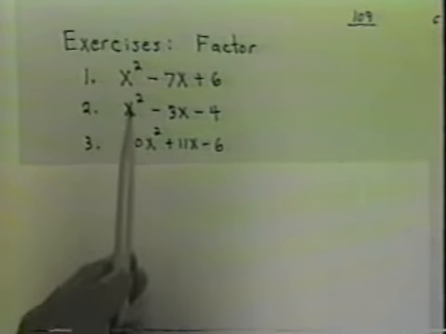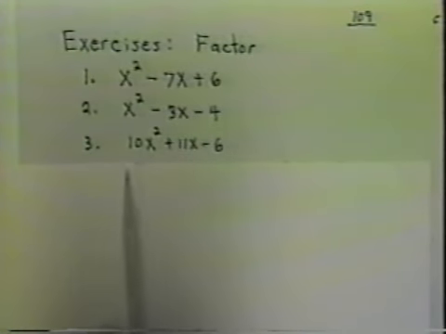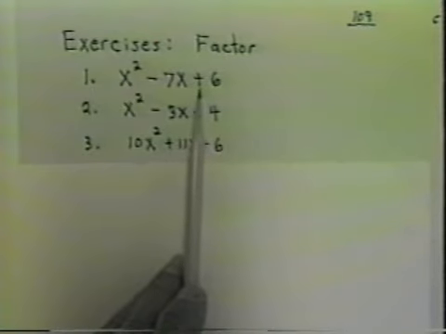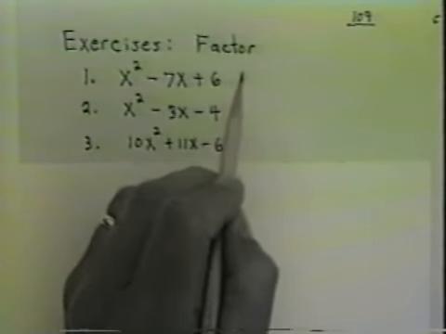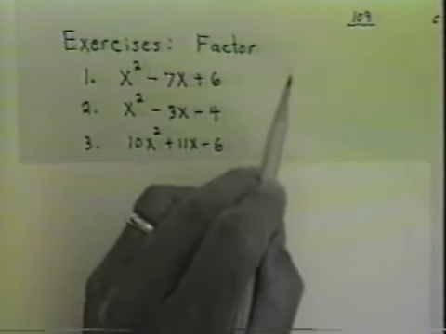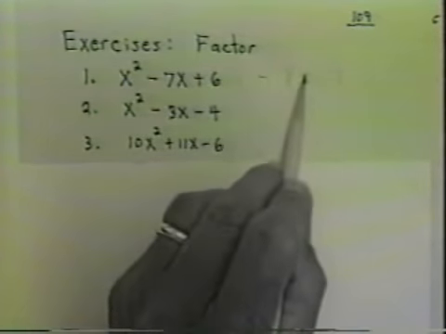The first problem, x squared minus 7x plus 6. A hint, remember this plus tells you the signs will be the same. That tells you they will be minus. So when you write it down, I'll give you kind of a hint here. You're going to have two negatives.